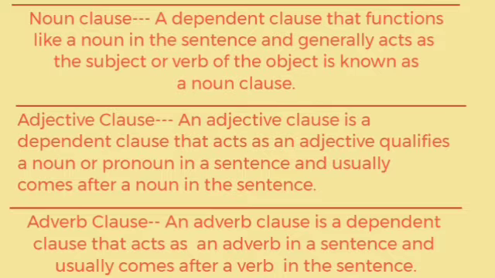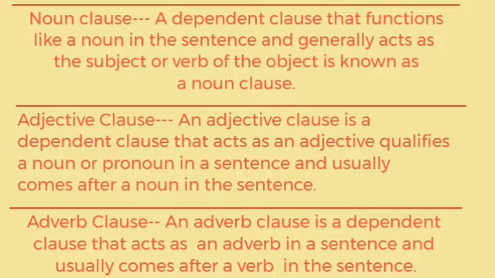The second one, that is the adjective clause, is a dependent clause that acts as an adjective, qualifies a noun or a pronoun in a sentence, and usually comes after a noun in the sentence. The third one is the adverb clause. It is a dependent clause that acts as an adverb in a sentence and usually comes after a verb in the sentence.